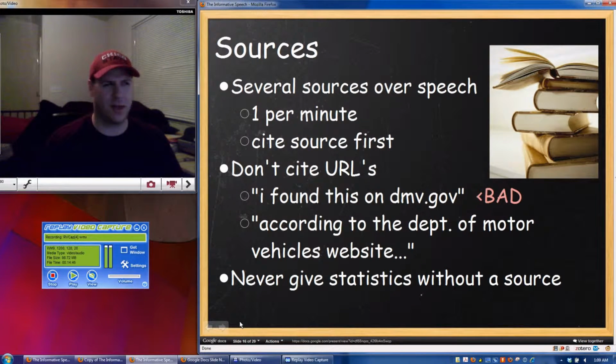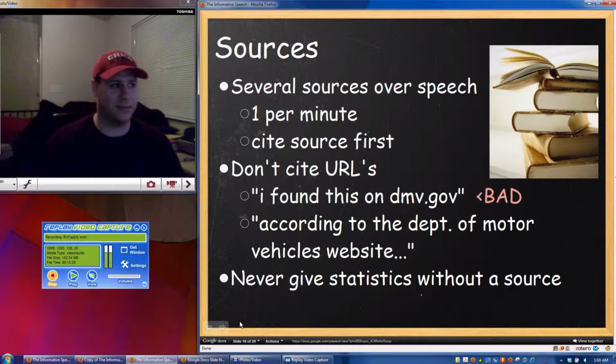Along with that line, don't cite the URLs of websites. For example, and this is a double bad here: lots of information about how to get a driver's license, and I found this information on dmv.gov. Really, really bad. A better thing to do would be to say, according to the Department of Motor Vehicles website, this interesting statistic can be presented. That way you establish credibility before the information is presented.